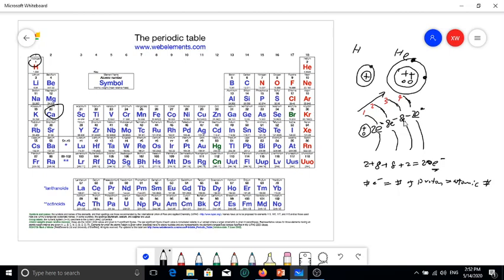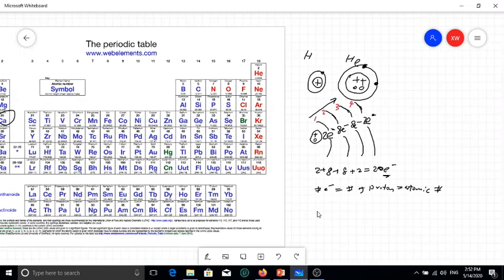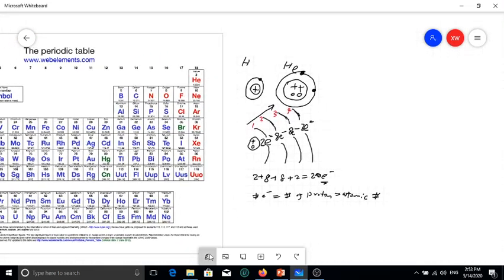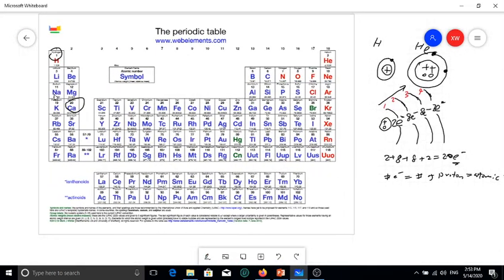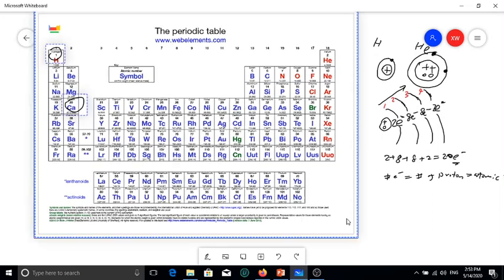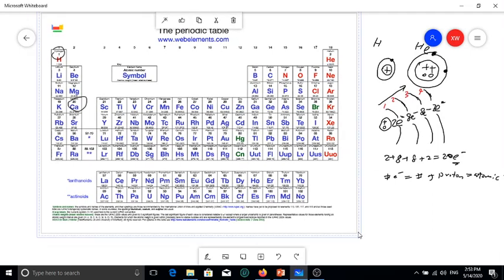We're going to use a few examples to show you how we do this. Let's say we want to draw the atomic diagram for sodium, which has the symbol Na. In the periodic table, you can see sodium is number 11. Let's enlarge it a little bit.